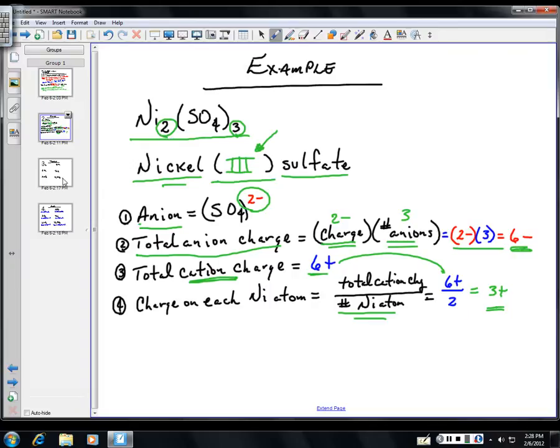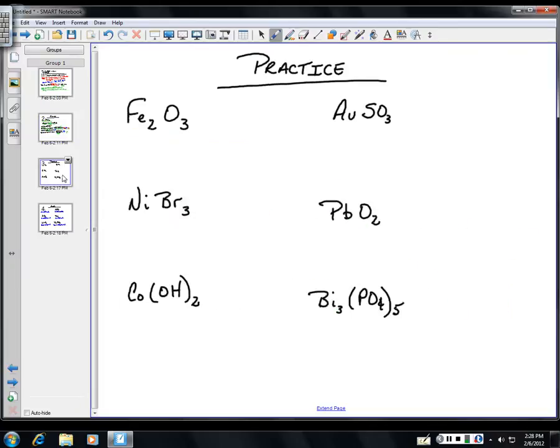Okay? Time for practice. Here are 6 compounds for you to practice. Fe2O3, NiBr3, Co(OH)2, AuSO3, PbO2, and Bi3(PO4)5.